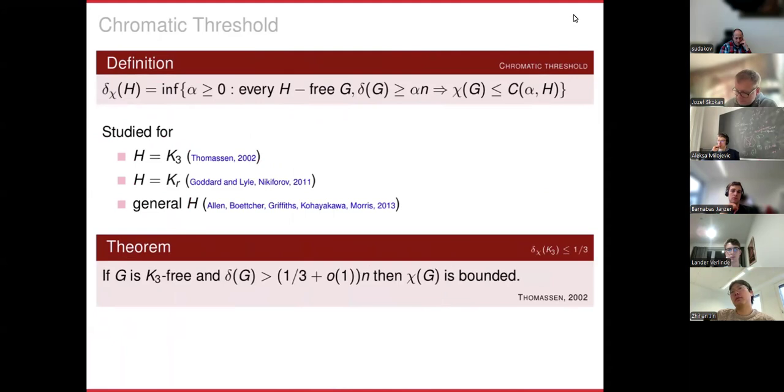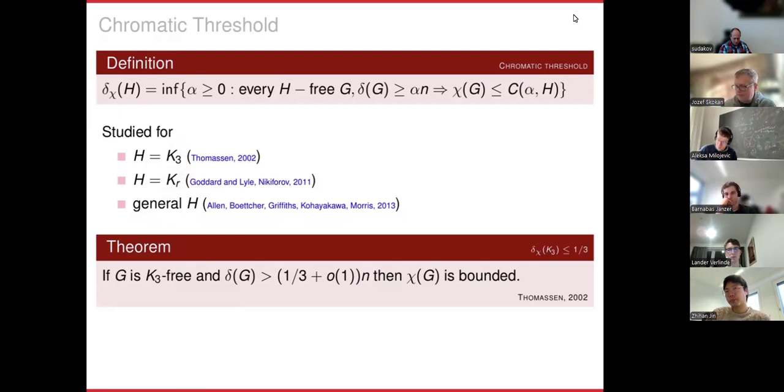All right. So let's look at this chromatic threshold. This problem has a very rich history. It was studied specifically for the triangle. It was also studied for cliques, and the work culminated in a paper by Allen, Böttcher, Griffiths, Kohayakawa, and Morris in 2013, who essentially completed the theory of the chromatic threshold, if I want to say it that strongly.